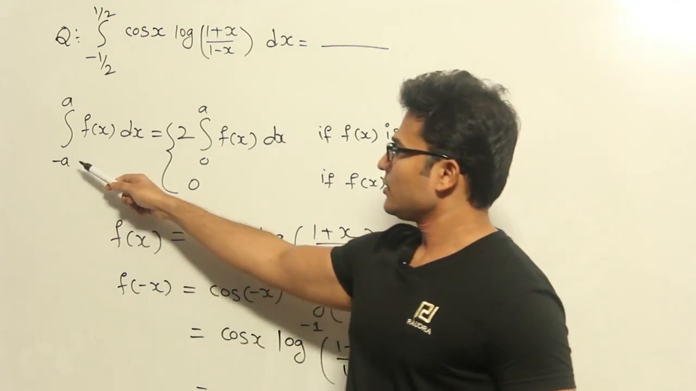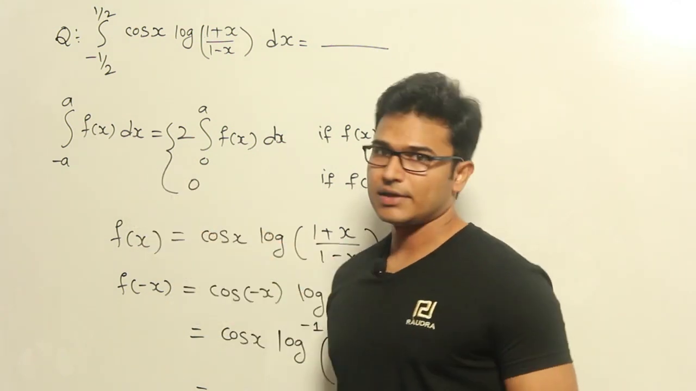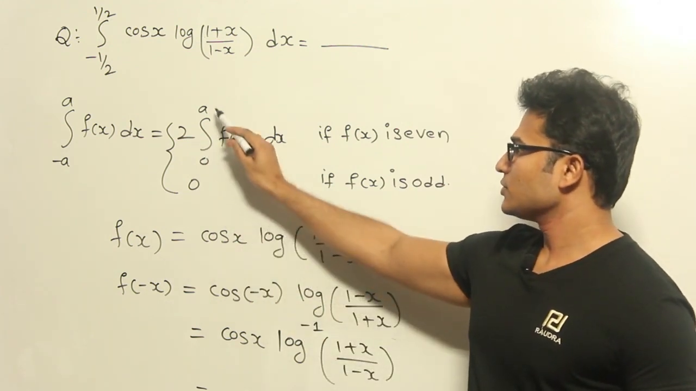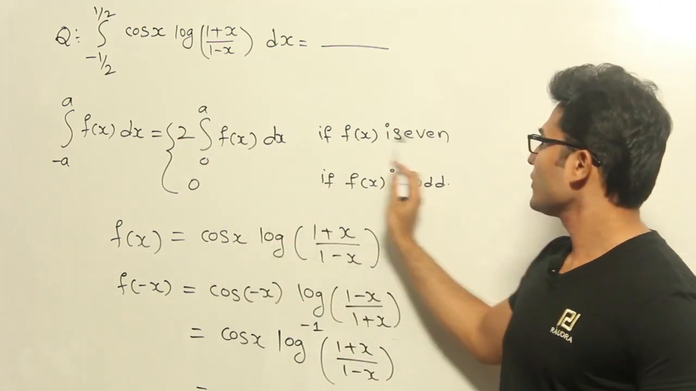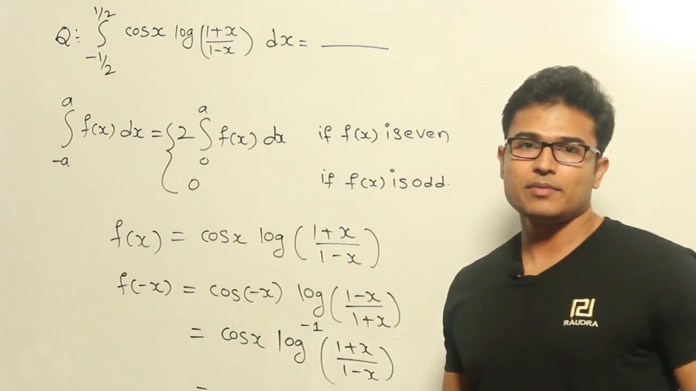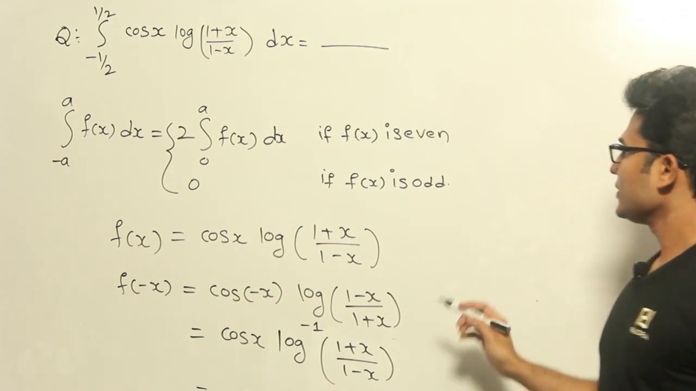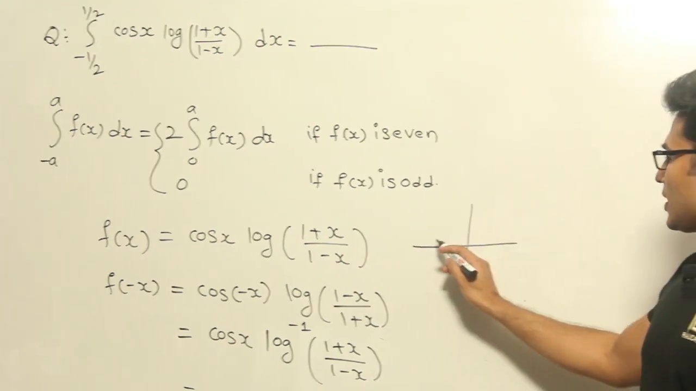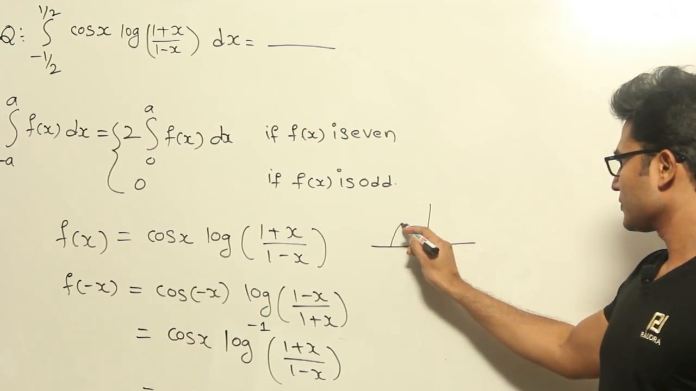Whenever you have integral minus a to a f of x dx, then it can be written as 2 into integral 0 to a f of x dx if f of x is even, or 0 if f of x is odd. So what do I mean by even and odd is, I'll just take an example and I show you. Let us say this is the function and the function is this way.